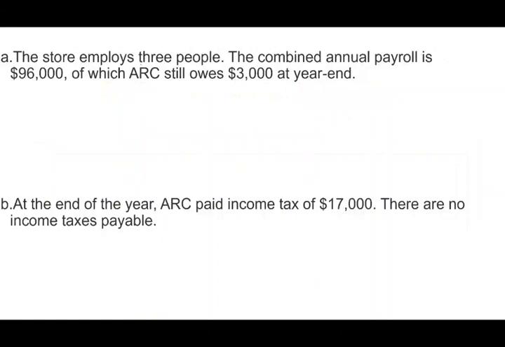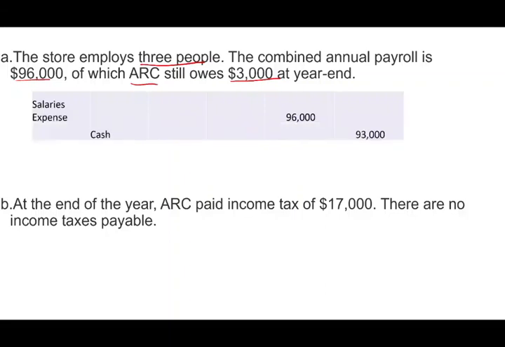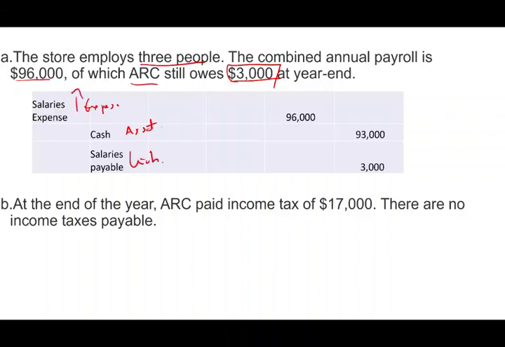The store employs three people. The combined annual payroll is $96,000, of which ARC still owes $3,000. Therefore, salary expense is $96,000. They paid $93,000 in cash, and the remaining is salaries payable because it's not paid. So this is an expense, this is an asset, and this is a liability. Expenses go up, cash goes down, liability goes up. Liabilities go up because they get a credit.